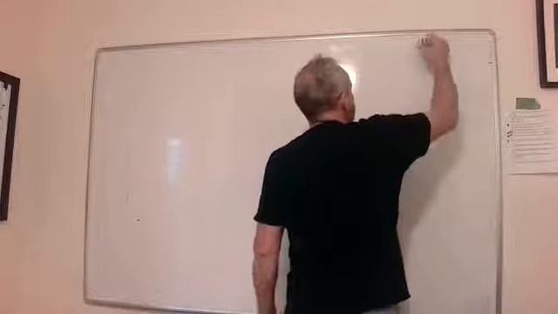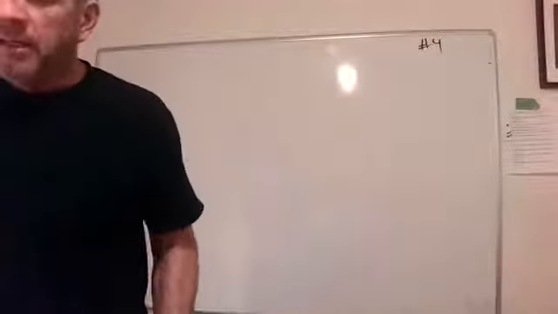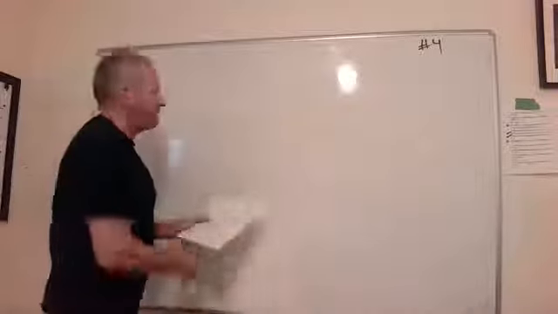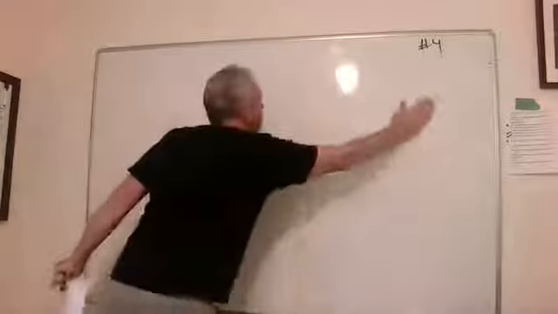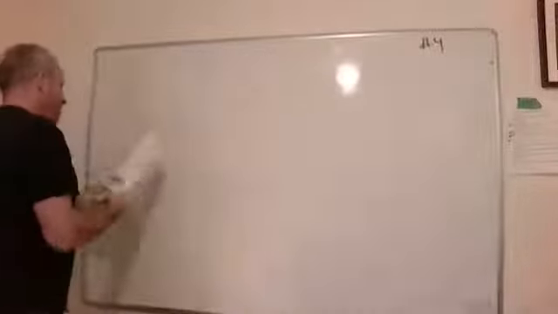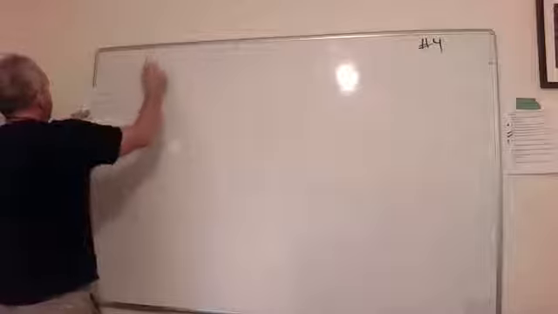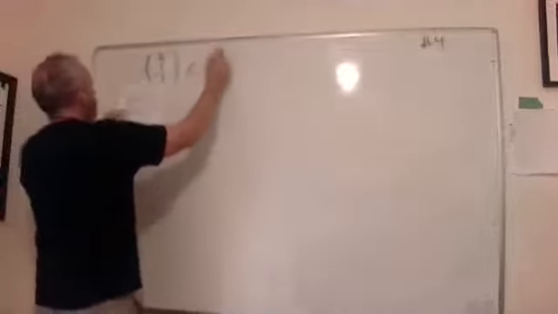So let me do number 4. Number 4 gives you a vector and it wants to know if it's in a given set. Sorry, when there's too much water on the board, it doesn't write properly. So number 4 asks you if 2, 1, negative 1, if this is an element of the following set.